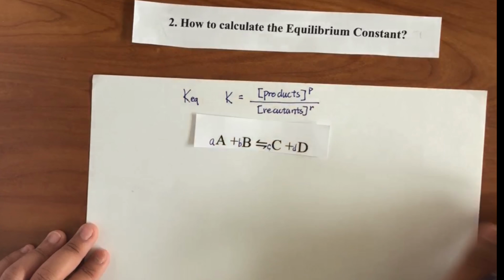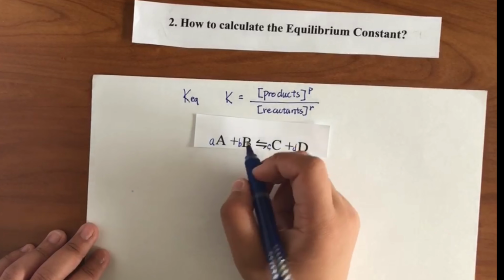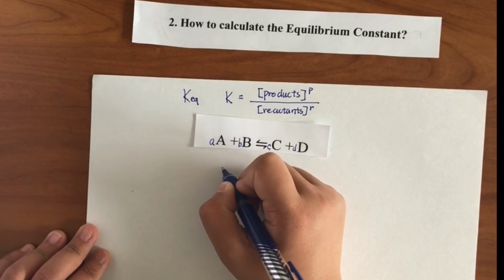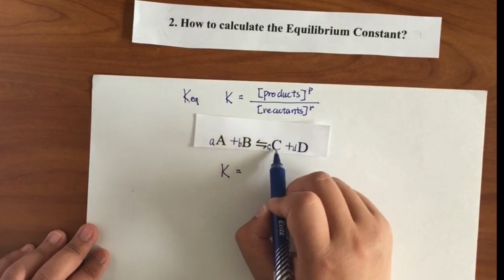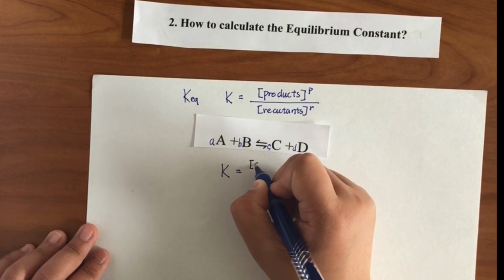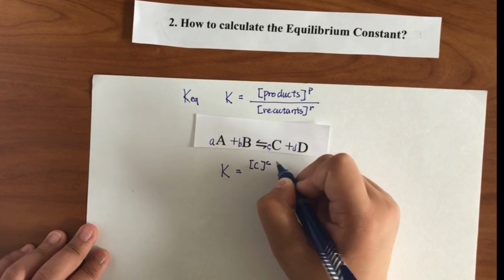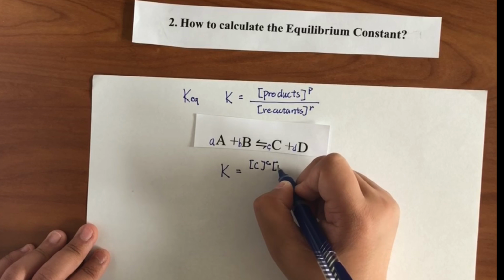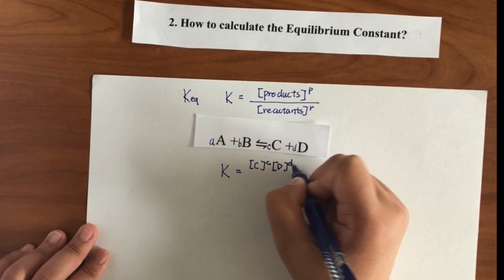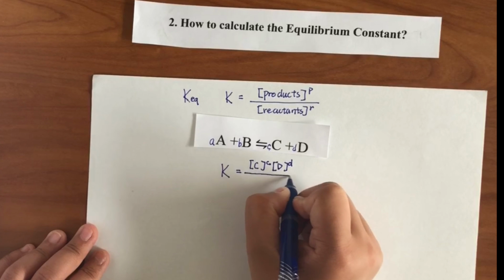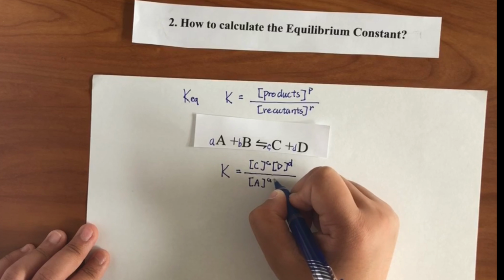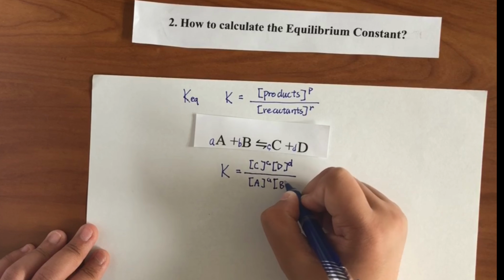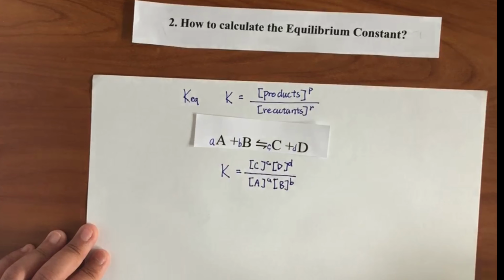Example from before, A plus B yields C and D. To figure out the equilibrium constant K, we need the concentration of products, which is C and D. So the concentration of C raised to its coefficients times the concentration of D raised to its coefficients, over the concentration of A raised to its coefficients times the concentration of B raised to its coefficients.